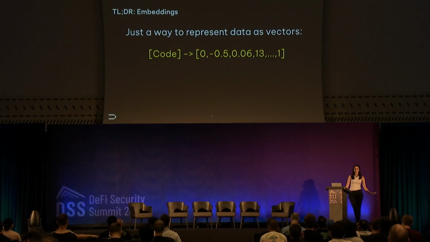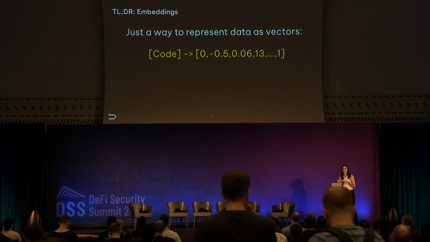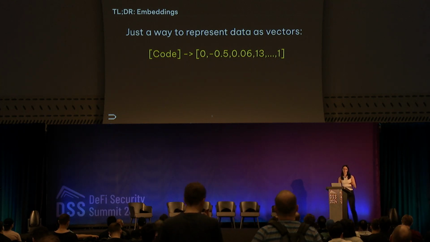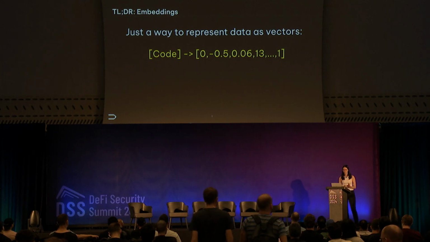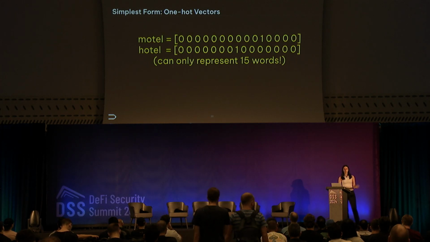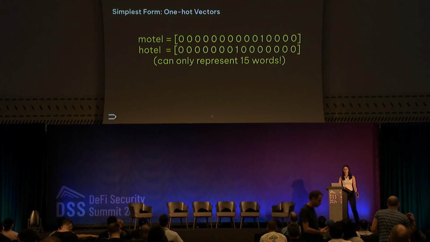So TLDR, embeddings, high level, is just a way to represent data as a vector of numbers, as a list of numbers. That's code in our case, but it can be pictures, can be whatever. The simplest form of embeddings, you may all have heard of it, is one-hot vectors. So let's say we have 15 bits. Whenever one bit is 1, that's a different entity, that's a different thing. But as you can tell, that's not a great embedding.